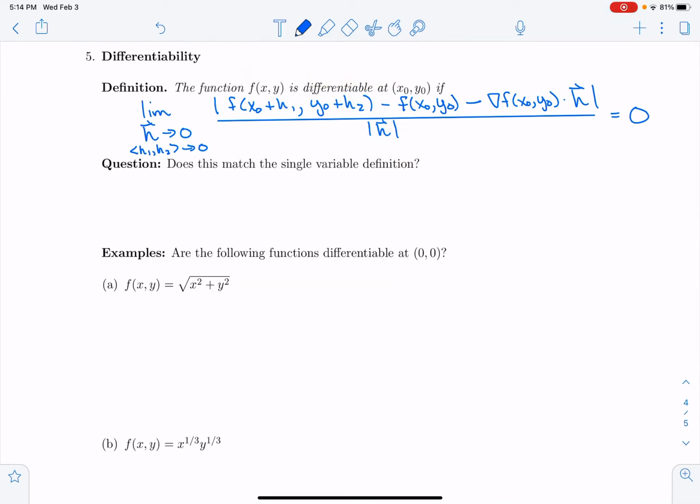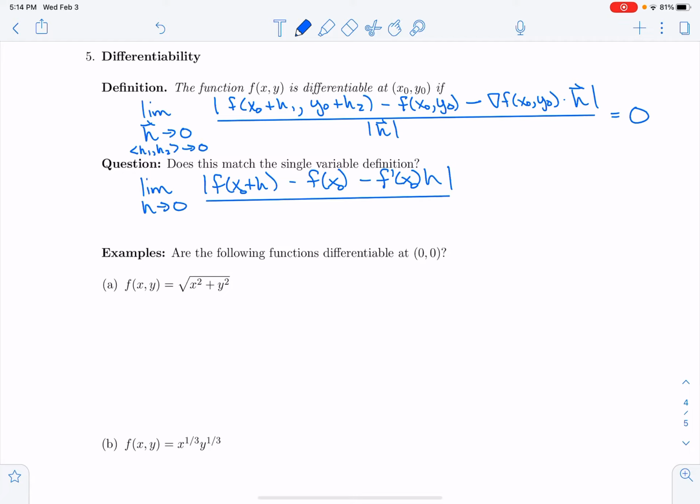Well, let's think about the single variable definition. In fact, what I'm going to do is convert this to a single variable definition. So I'm going to do f of x plus h minus f of x, and then minus f prime of x. So instead of the gradient, I'm just going to have f prime of x, with some x zeros here. And instead of dotted with h, I'm going to multiply by h. So I'm going to have the absolute value of that all over the absolute value of h.